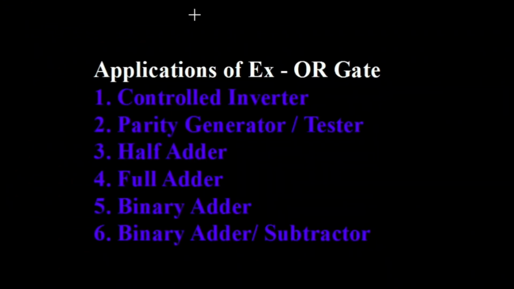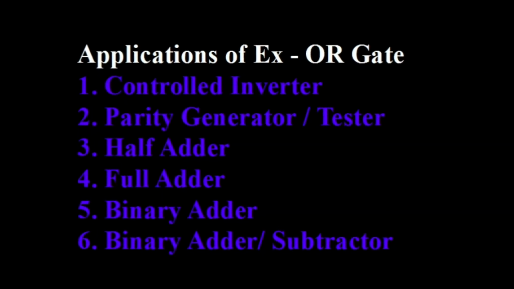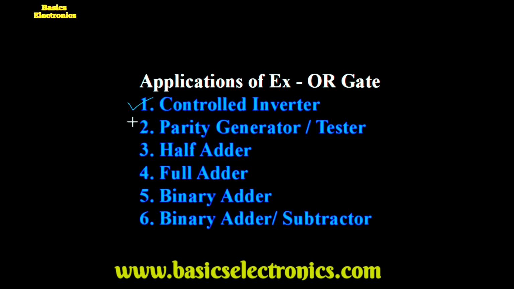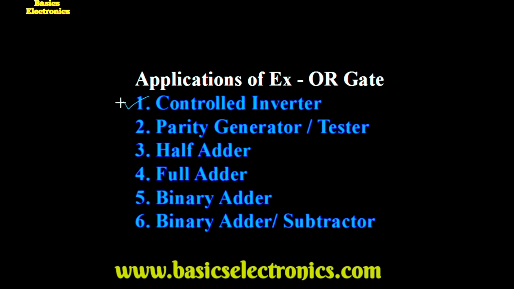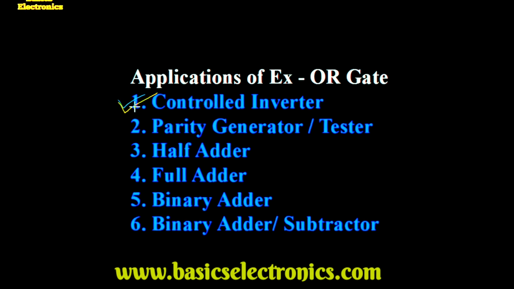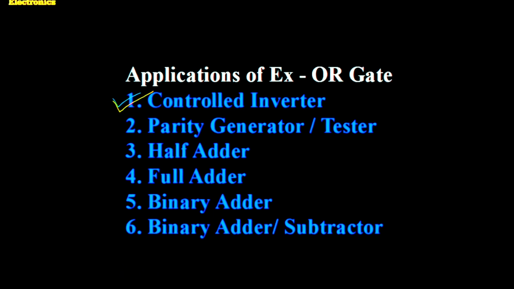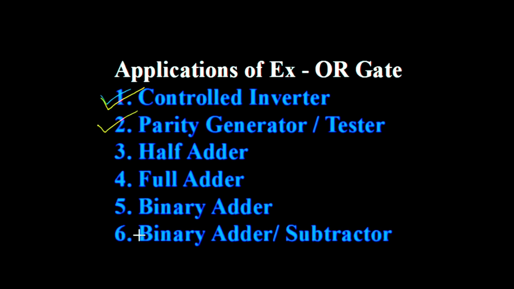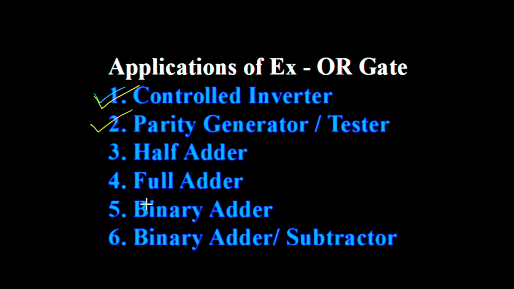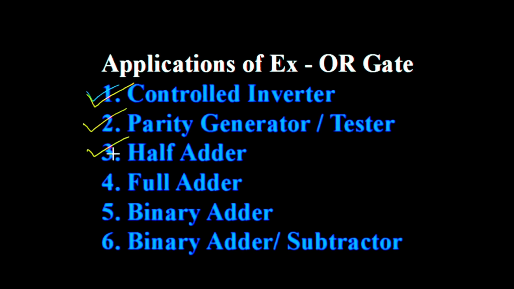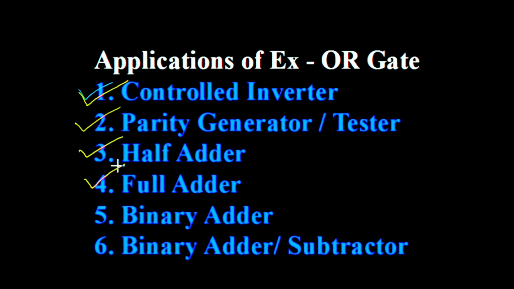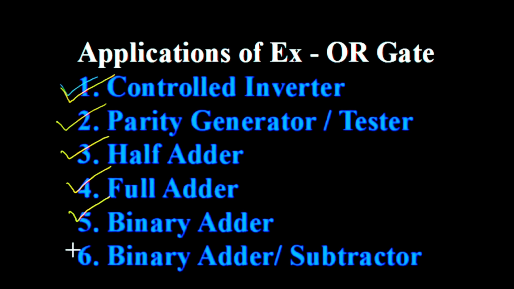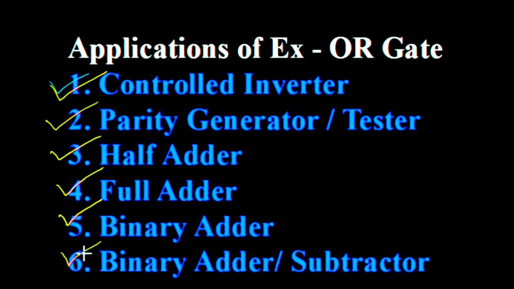Today we are going to see the applications of the XOR gate. The first application is the control inverter. The second one is the parity generator or the parity tester, and after that the adder circuits are there. The first one is what we call the half adder. Then we have to see the full adder. After that we see the binary adder, and then we will see the binary adder-subtractor.